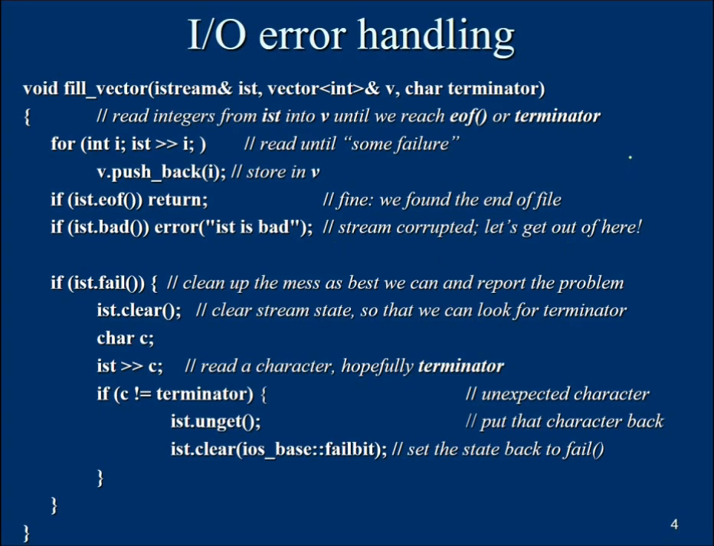Let us take an example, not a very simple example, quite clumsy you can say, but we'll try to clean it up in later stages. Fill vector. This is istream. Hope you remember this istream, ist. We have made a vector called v and also a terminator character. So we read integers from ist into v until we reach the end of file or the terminator.